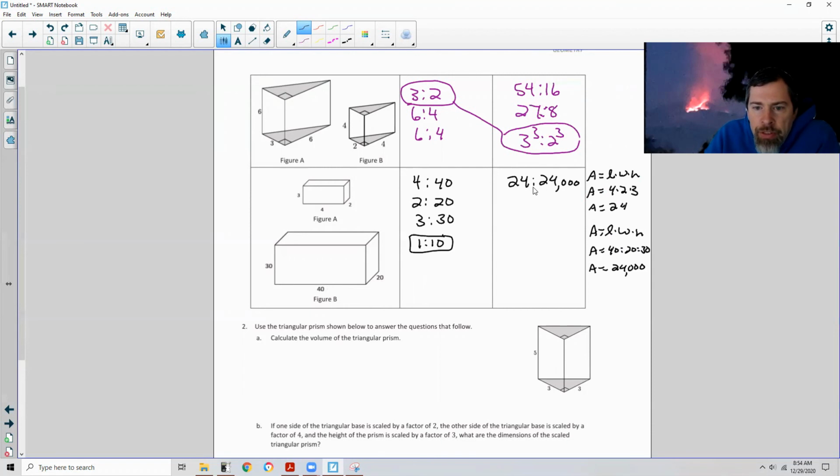So to get down to 1 to 10, we need to divide by 24. 24 divided by 24 is 1, and 24,000 divided by 24 is 1,000. So my ratio is 1 to 1,000. Well, 1 cubed is 1, and 10 cubed is 10 times 10, which is 100, times another 10 is 1,000. So our ratio of 1 to 10 became 1 cubed to 10 cubed.